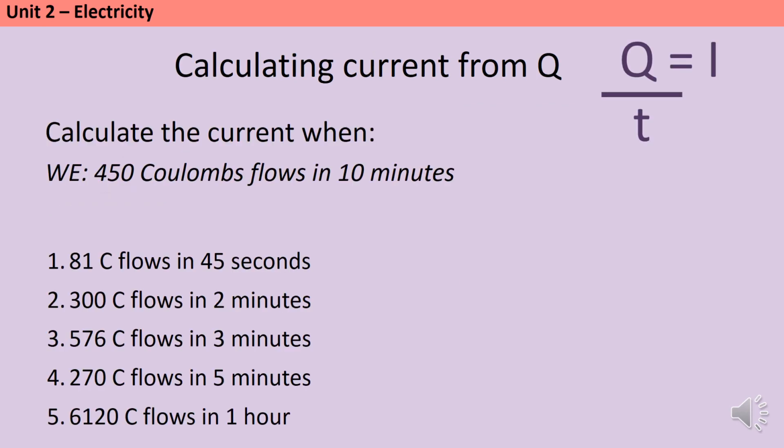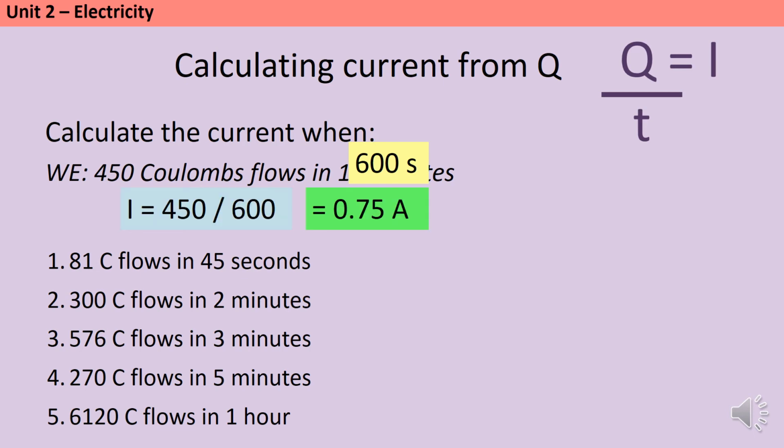Here's one final opportunity for you to practice with this equation. I've given you the rearranged version of the equation in the top right, and we'll do one worked example together before you go on your own. So firstly, we need to recognise that 10 minutes needs converting, so that's going to be 600 seconds. Then Q divided by t is 450 divided by 600. That gives me an answer of 0.75 amps. Pause the video now and do the remaining 5 questions on your own.